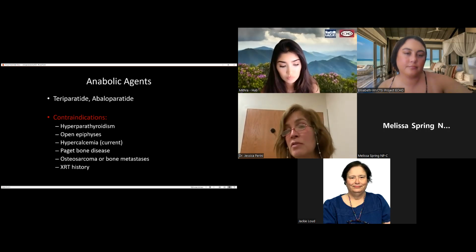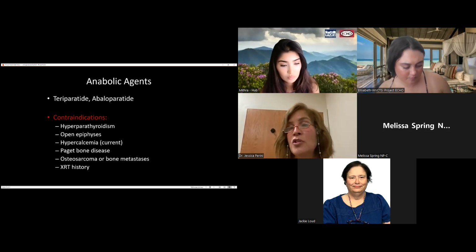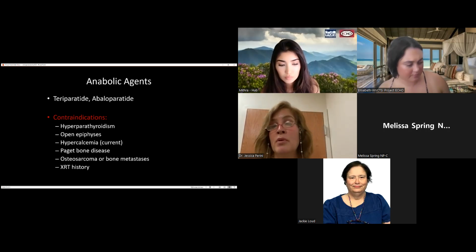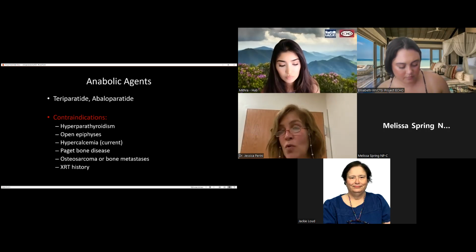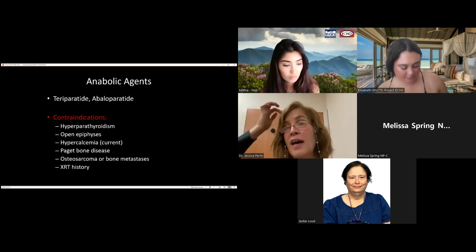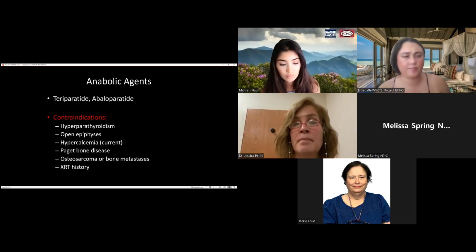If they have Paget's, because remember that you're stimulating bone growth, and with Paget's, they have abnormal bone growth going on. So you don't want to stimulate that. If they have osteosarcoma or have had it, or bone metastases, or a history of radiation treatment. It doesn't matter where the radiation went. It always gets to the bone wherever it is. So even if it was in their skull, well, this teriparatide, it doesn't care what bone, it's telling all the bone to grow. So if you've had any radiation treatment to a part of your body, you could have some mutations in those bones that if you then prompt them to grow, could grow into some sort of abnormal cell type. Next slide.